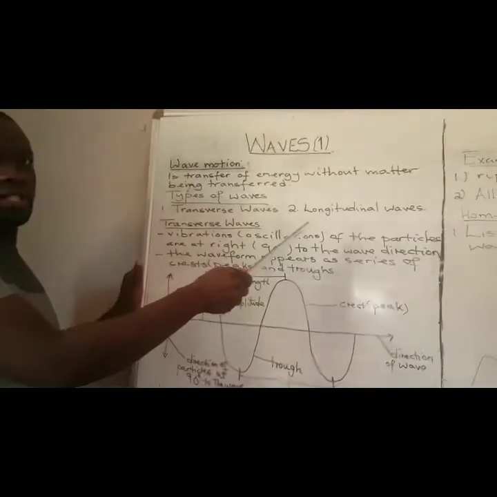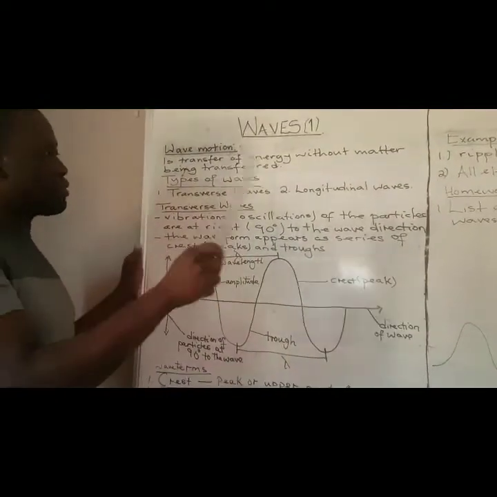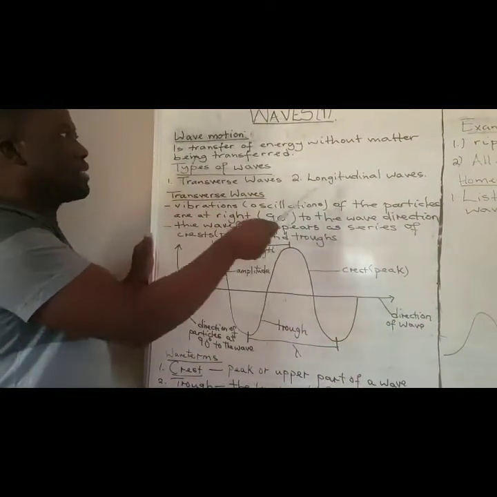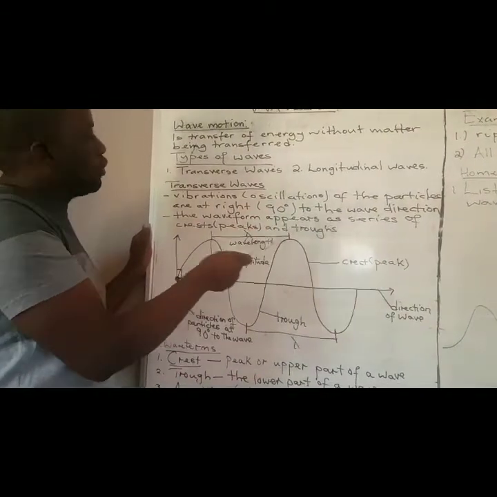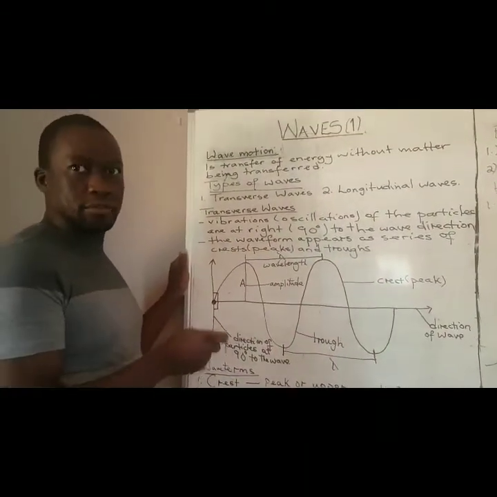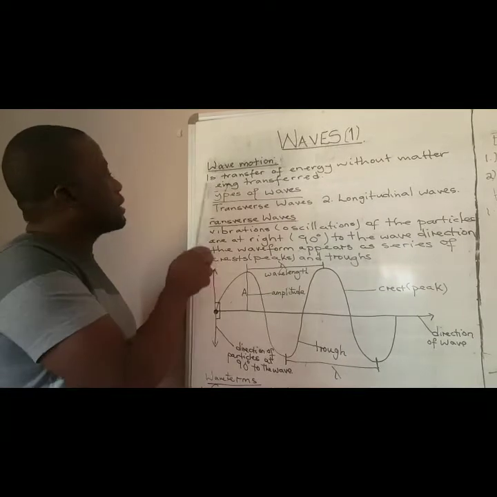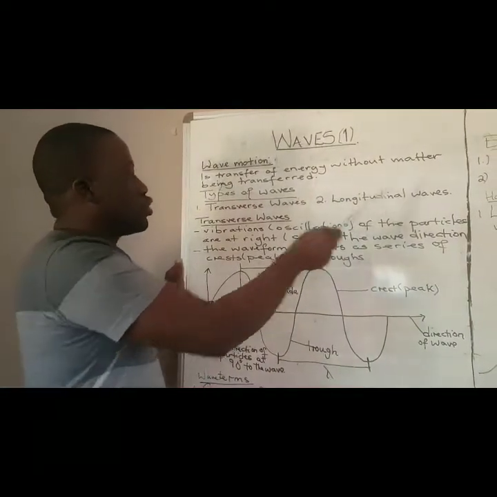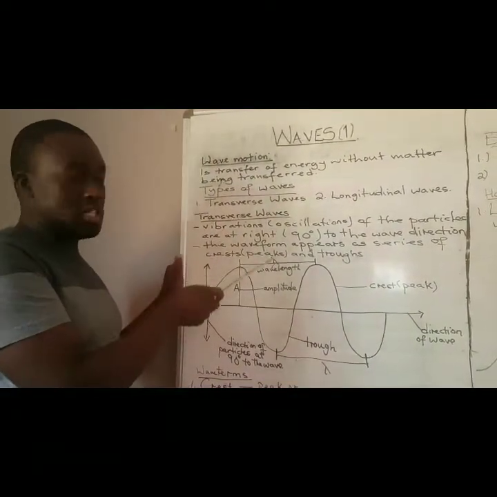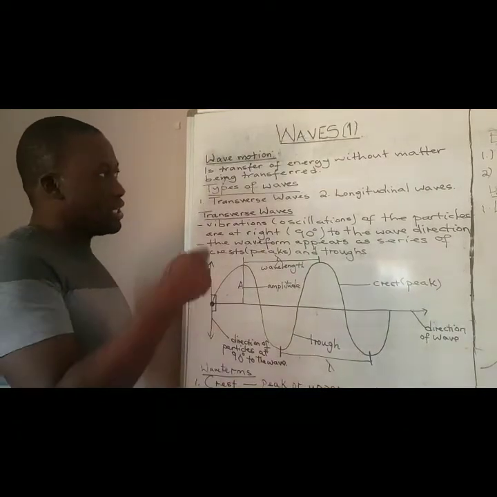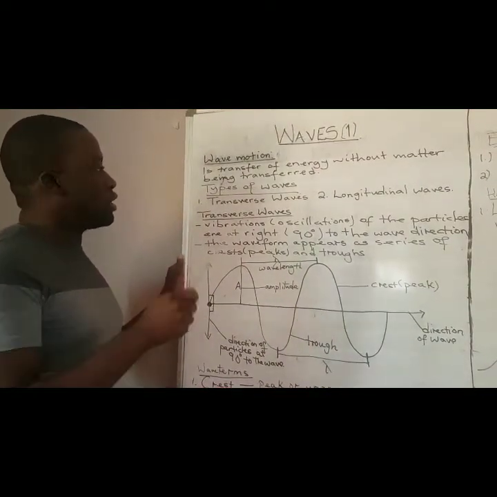Okay, types of waves. We have got two types of waves: transverse waves and longitudinal waves. Don't confuse types and examples of waves. We have got types. Types, transverse waves, longitudinal waves. So we are going to start by looking at transverse waves. Then in the next lesson, we'll look at longitudinal waves.